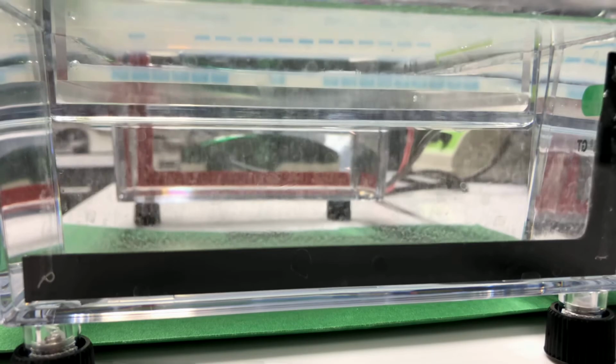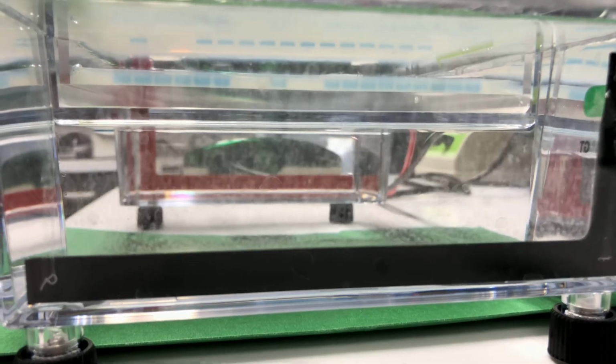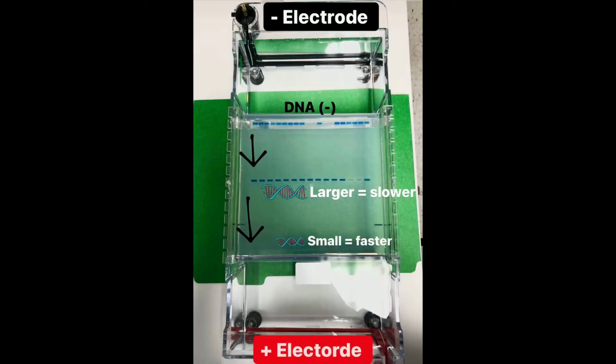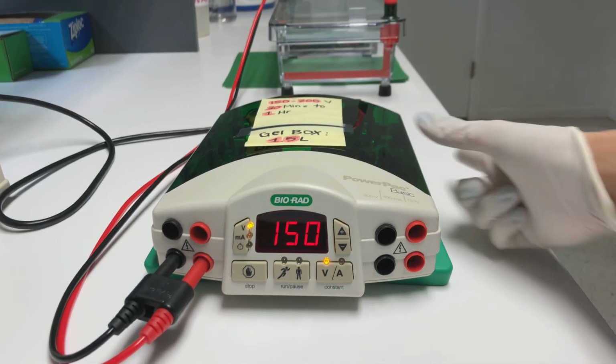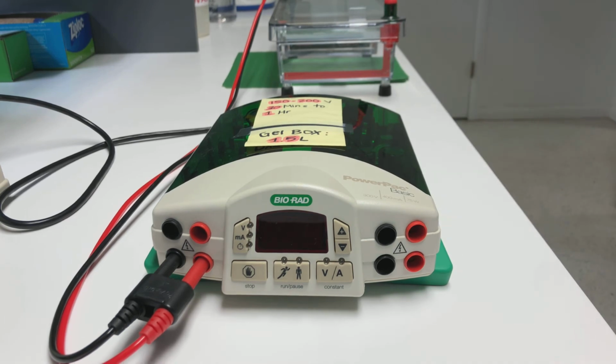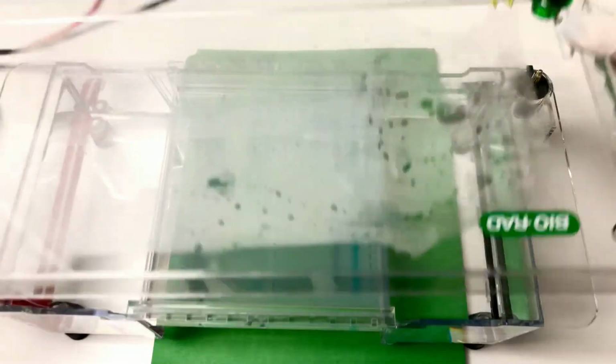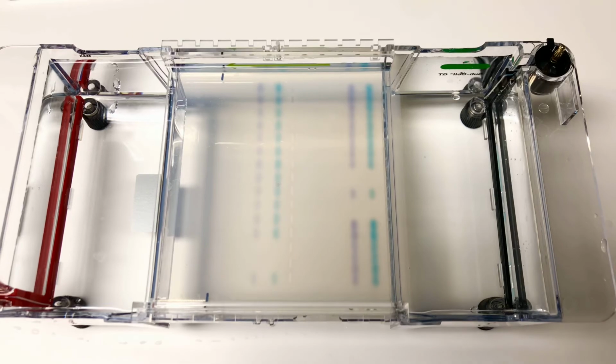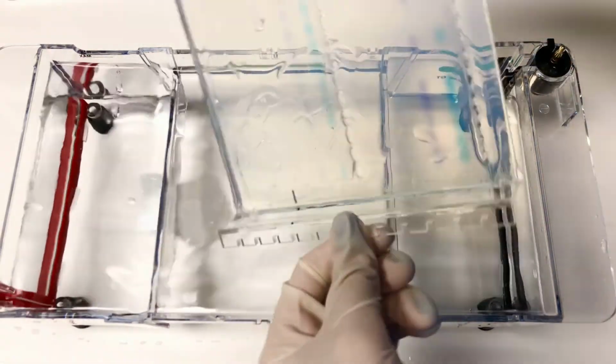Bubbles should be arising from the electrode. Since DNA is negatively charged, the PCR products will run across the gel towards the positive electrode. The agarose produces a porous matrix in which the smaller PCR products will move further than the larger PCR products. Once our gel is done running, turn off the power source. Open the gel box lid. Remove the gel tray.